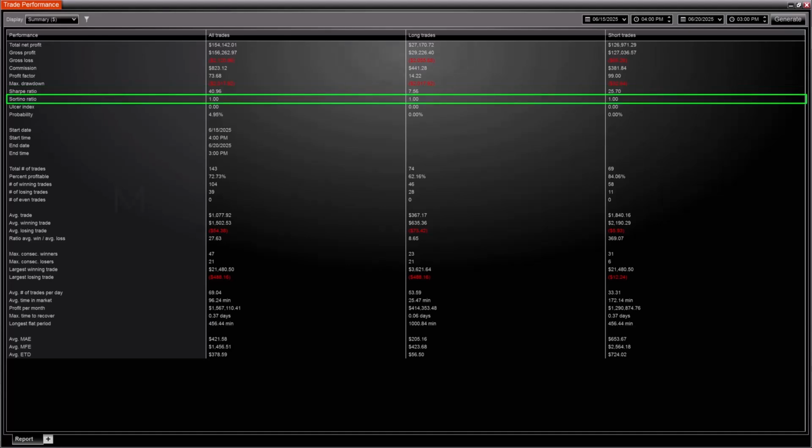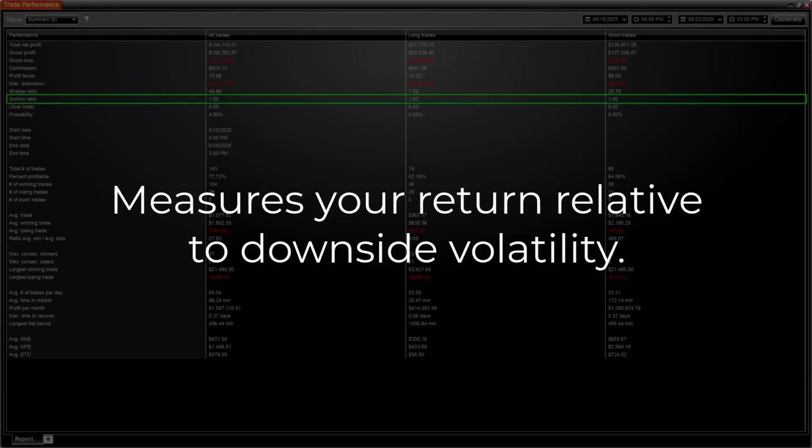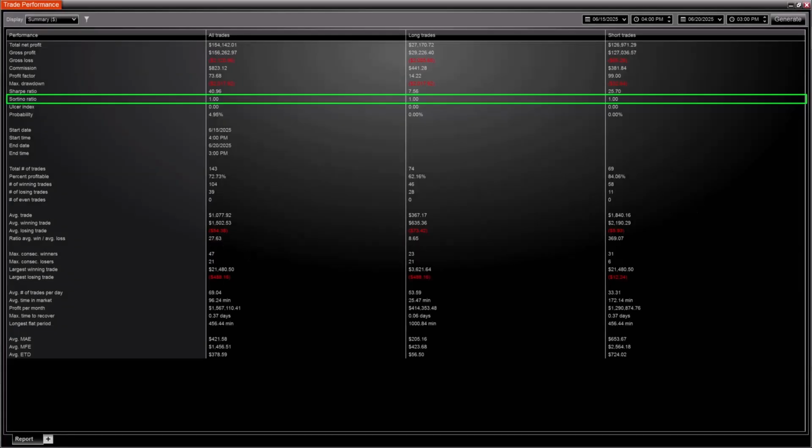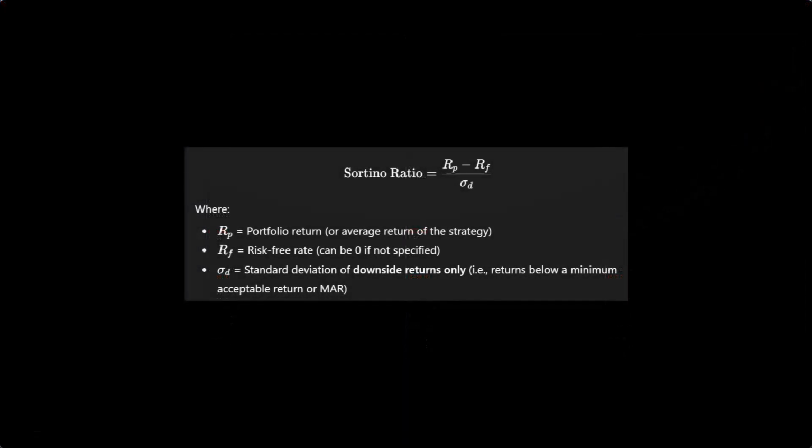The Sortino ratio measures your return relative to only the downside volatility, i.e. losses. It's similar to the Sharpe ratio, but it only penalizes trades that fall below a minimum acceptable return. NinjaTrader calculates this by using the average return per trade as the numerator, the standard deviation of only the negative returns as the denominator, and it assumes a risk-free rate of 0%.